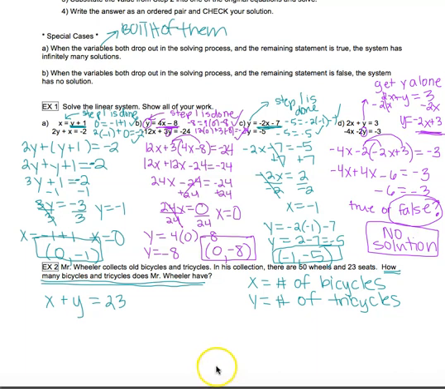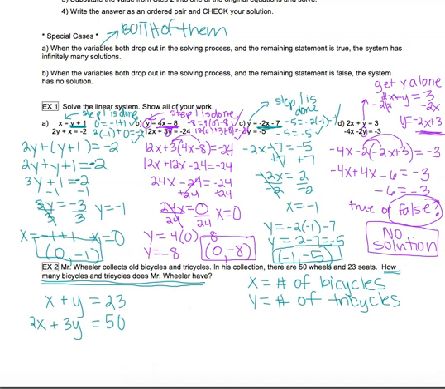Now, the wheels are a different story because we know that the total number of wheels is 50. But each bicycle has how many wheels? Hopefully you answered 2. So however many bicycles you have, you multiply that by 2 to get the number of wheels. So 2x. Tricycles have 3 wheels each. So 3y. So hopefully that makes sense.